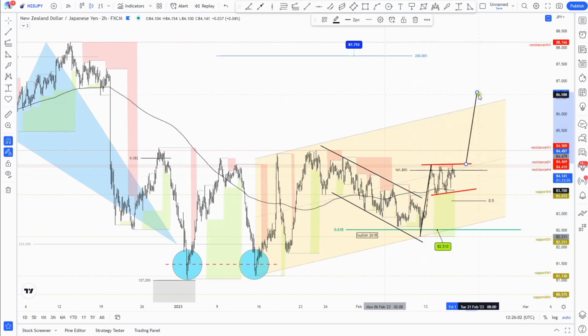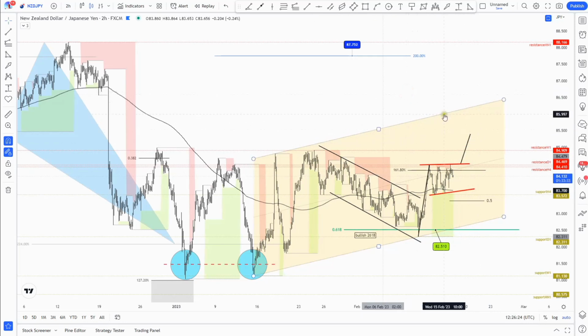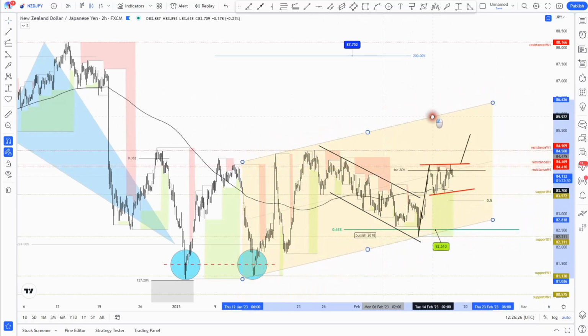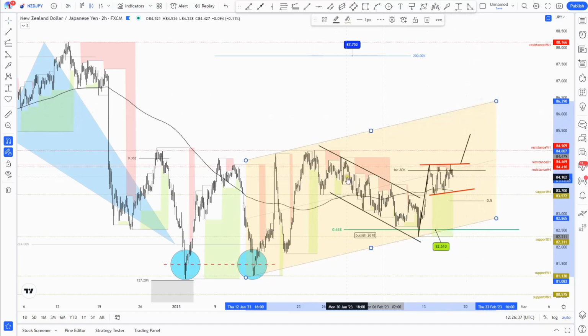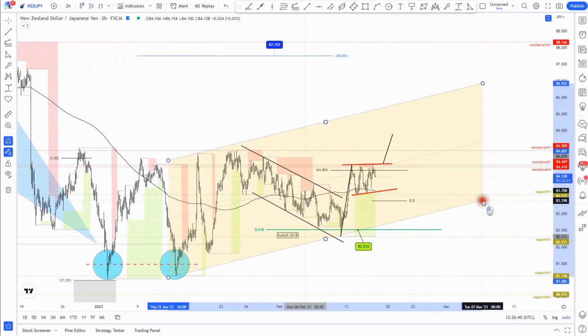So eventually a move above the resistance. Actually, let me measure this potential move for the upside. We are talking about something like a breakout of the resistance and a move towards 85.40, 85.50 perhaps. And this is a channel that I drew, but for now this is not a reinforced channel, so I need to see the price trading at the highs of the channel to consider this a decent ascending channel.